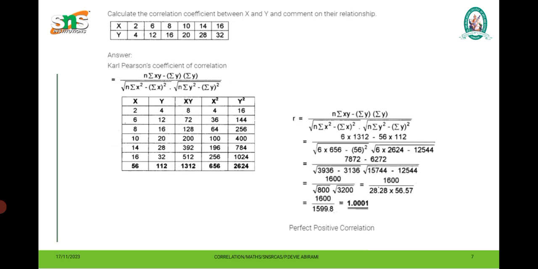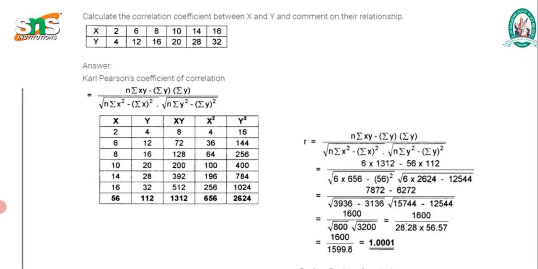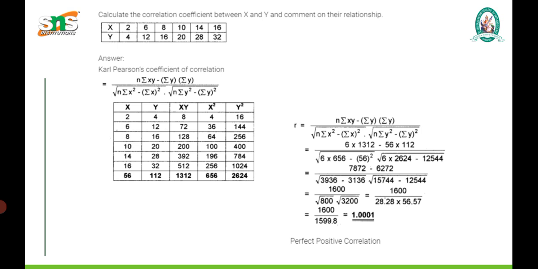This formula is explained by giving a problem. My problem is to calculate the correlation coefficient between the two variables x and y. My x values are 2, 4, 6, 8, 10, 14, 16. My y values are 4, 12, 16, 20, 28, 32. By the given values itself, it is understood that both the values are increasing in the same direction, so my answer will definitely be a positive value.